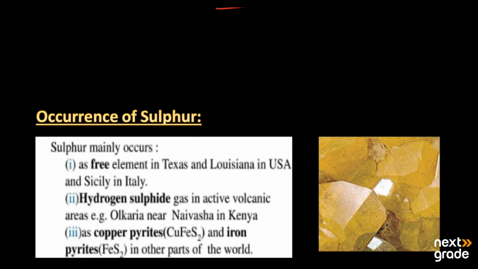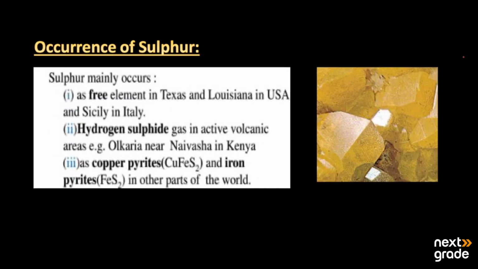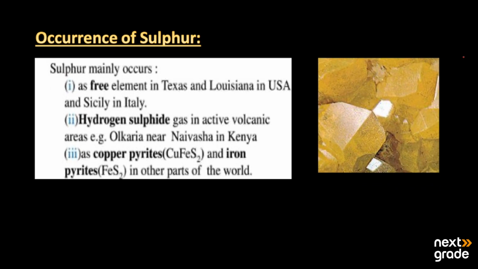Now we have the occurrence of sulfur. What is the percentage of sulfur present in the Earth's atmosphere? Sulfur mainly occurs as a free element. It is present in Texas and Louisiana in the USA, and in Sicily in Italy. So these two places contain a high percentage of sulfur, in the USA and Italy respectively.